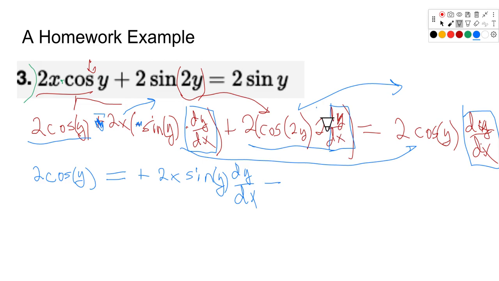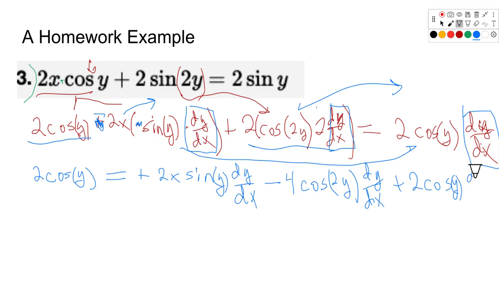And just so things come together, I've got a 2 times 2. Let me simplify that, because otherwise it doesn't look right. So 2 times 2 is 4, and then I've got cosine of 2y. Now remember, this is on the other side, and then I've got my dy dx. And then I've got the piece that was already there. It was positive. It's going to stay positive. 2 cosine y dy dx.